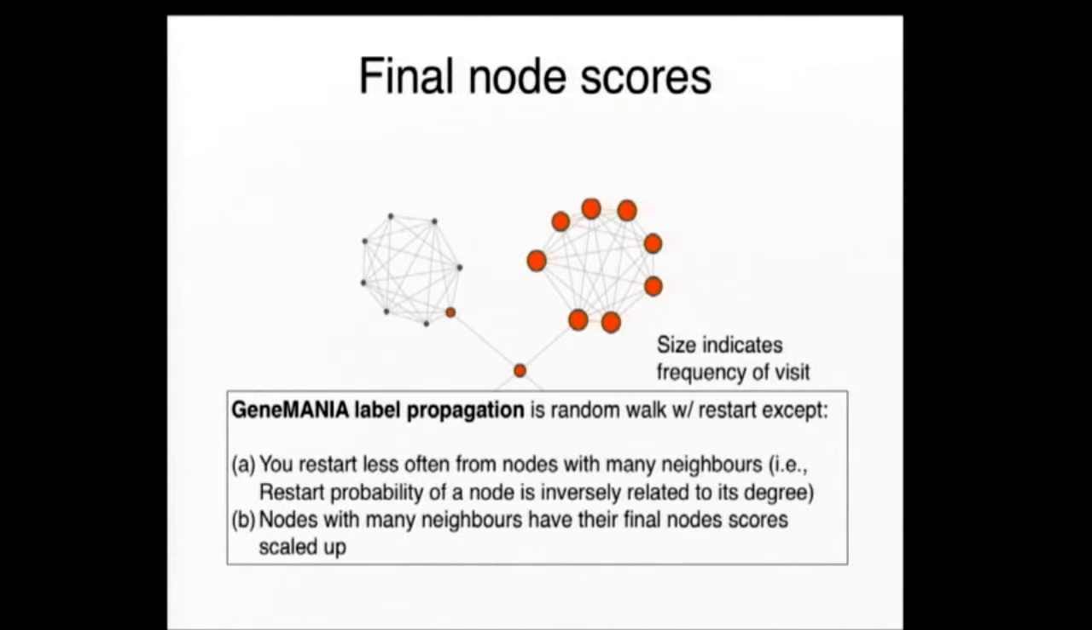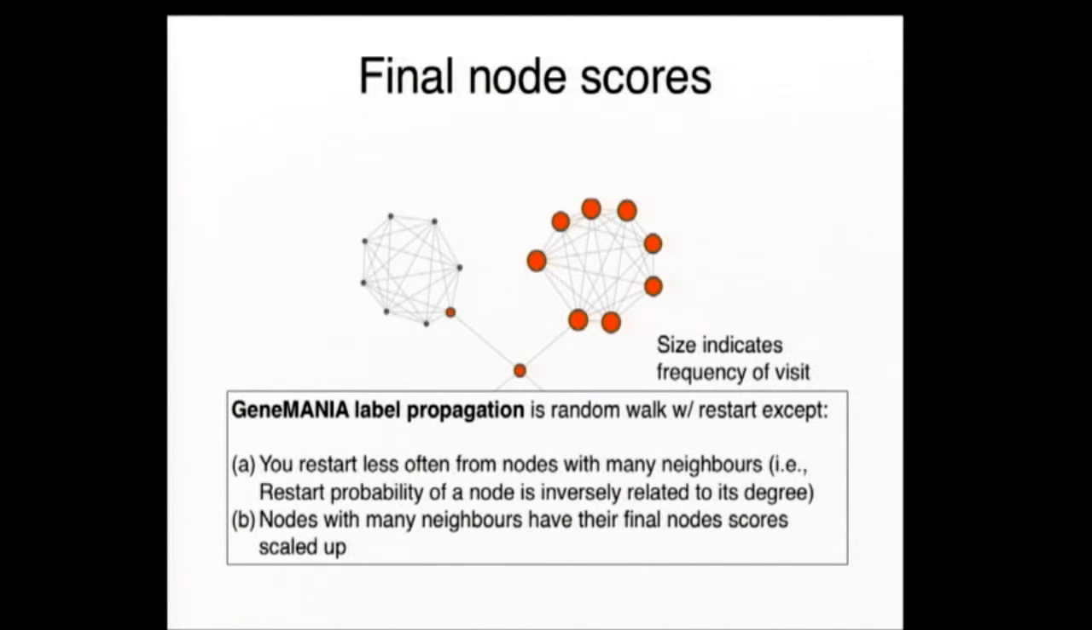So the version of label propagation that we use is very much like the random walk with restart, with two small variations. The first thing is when we're choosing to restart, we restart less often with nodes that have a lot of neighbors. Right, that's because these nodes tend to have less specific functional information. They tend to be more multifunctional, so they're less reliable in the information that they provide. And then at the end, because these nodes also often have a lot of functions, we scale up their score a little bit according to the number of neighbors that it has.